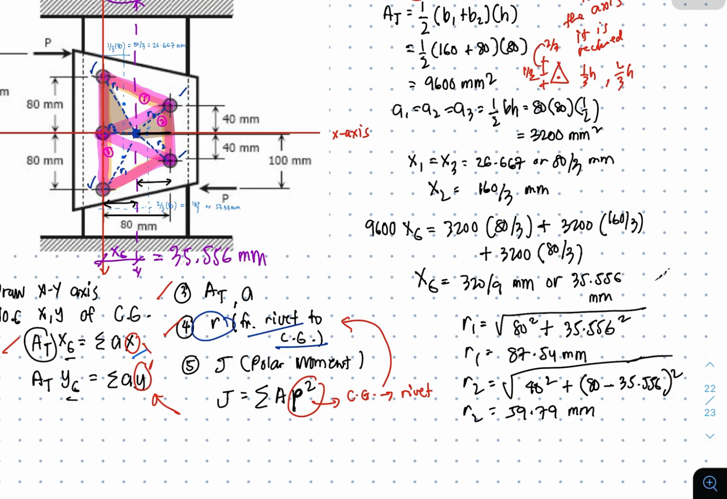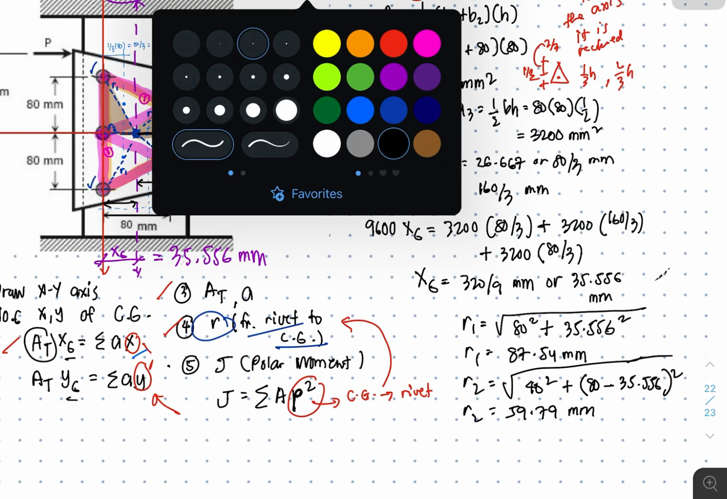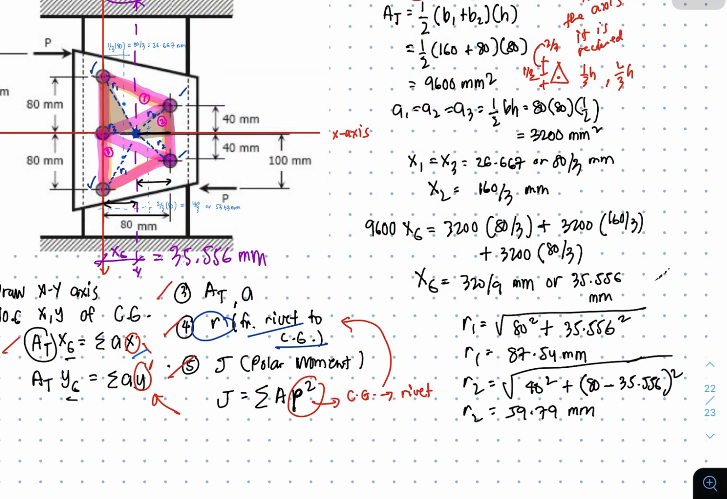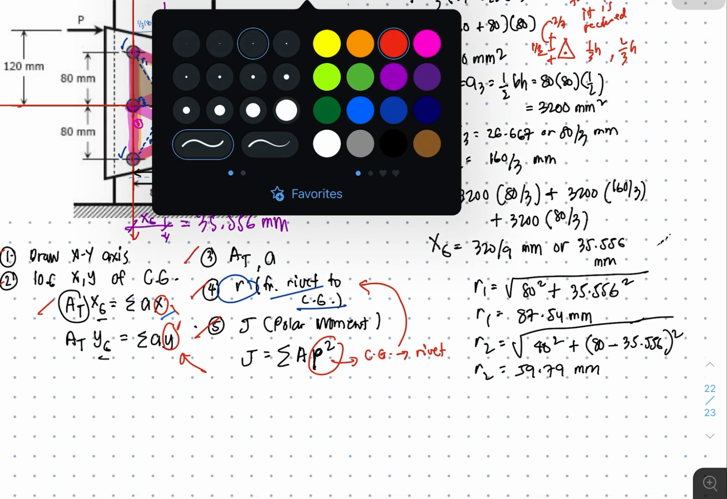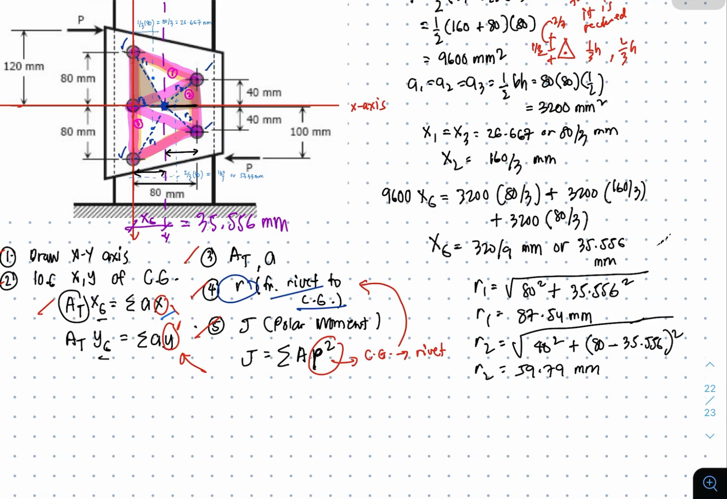So we are already done with step 4, and right now we need to solve for the polar moment of inertia. The formula for our polar moment of inertia is simply the summation of the area of the rivets times the distance squared, and the rho here is our R1 and R2, which is from the center of gravity of our rivets to the location of our respective rivets. So right now we need to solve for the polar moment of inertia.